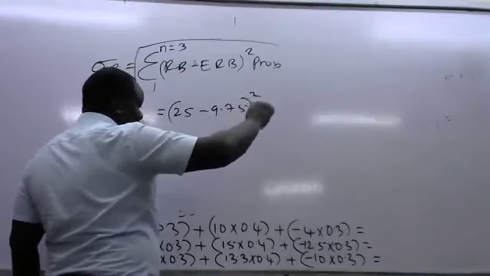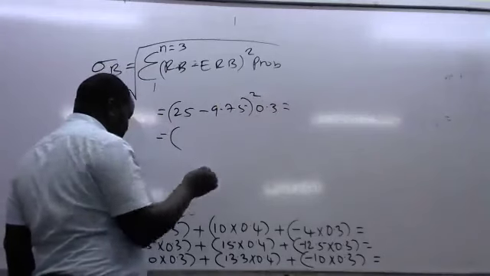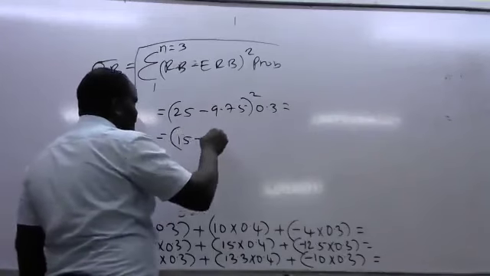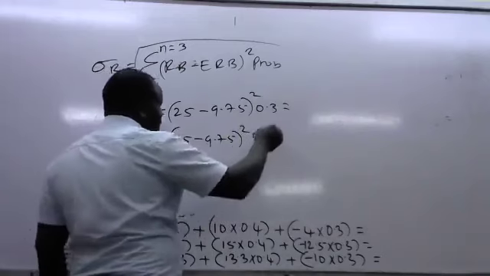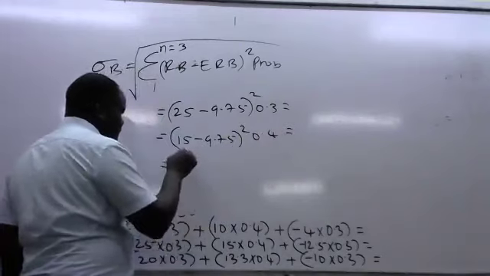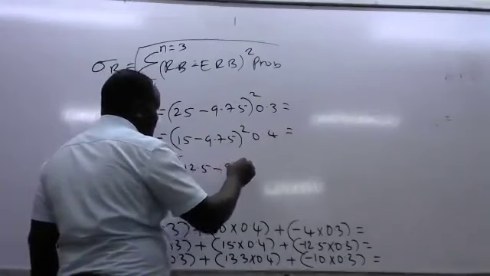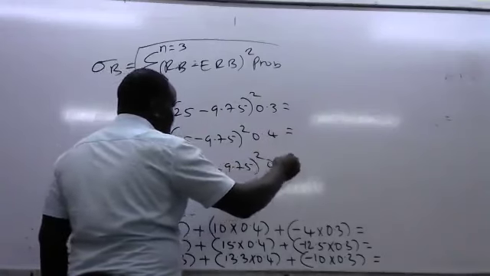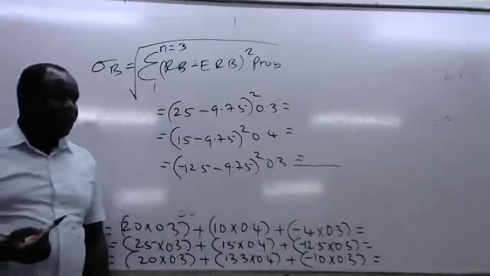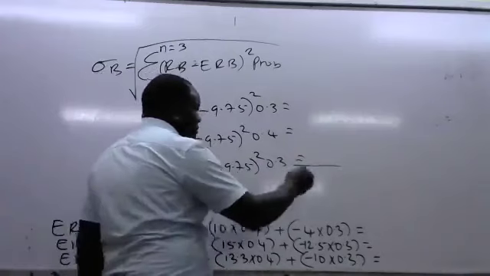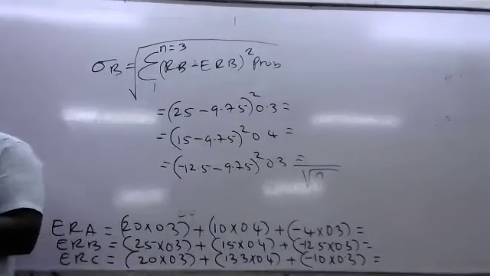So also square the first one. Then you get the total, and also get the square root.